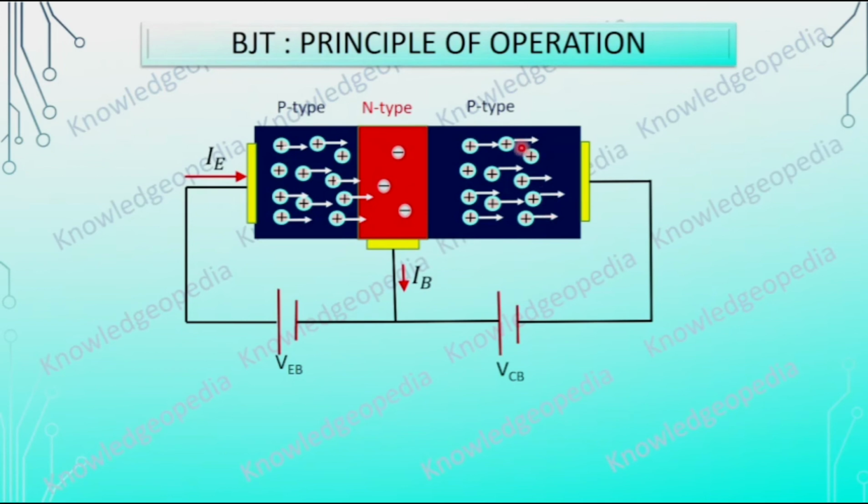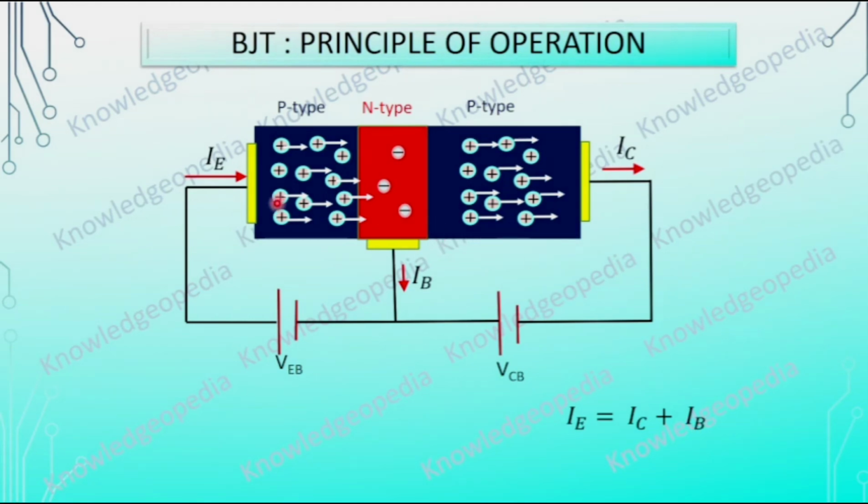Coming to the collector region, these holes are moving from left to right. That means the current direction should be from left to right. This current is flowing out of the collector. That's why the name is collector current, or IC. Here again we are getting three currents. IE is flowing into the device. The base current IB and collector current IC are flowing out of the device. So we can write IE is equal to IC plus IB.